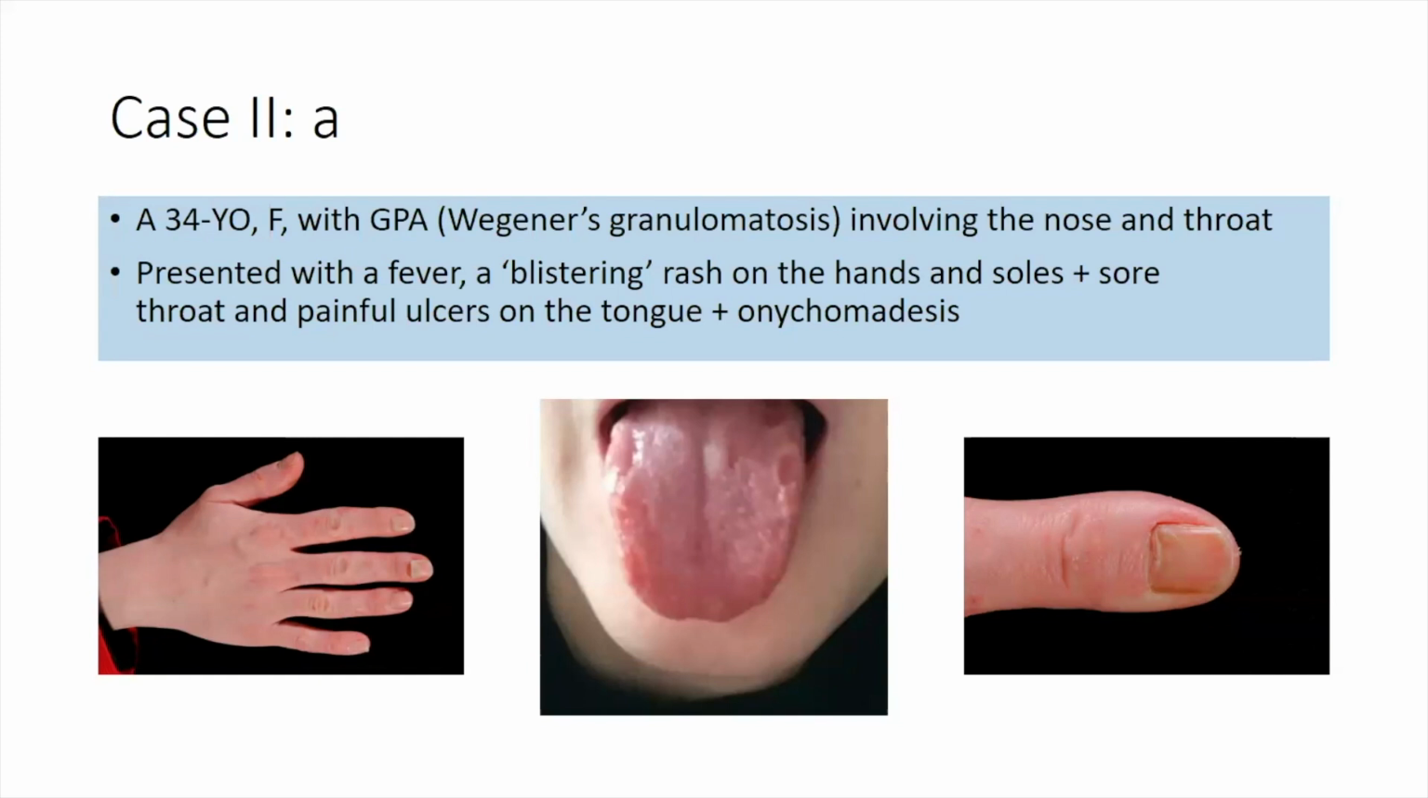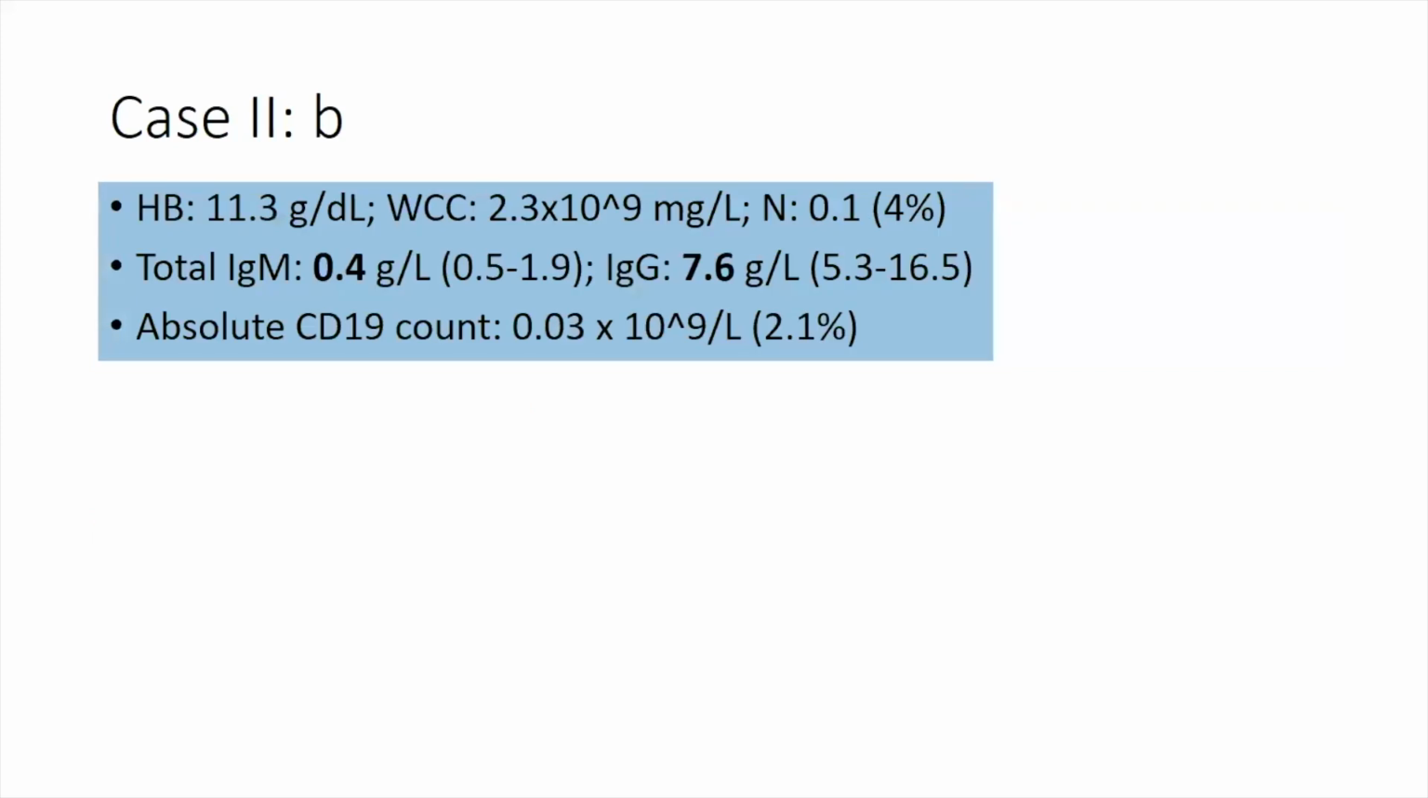So that's how she presented to her team, and she was found to be neutropenic at that time, and her immunoglobulins were on the borderline low. IgG was 7.6, IgM was 0.4, and her absolute CD19 count was 0.03. Although her last dose of rituximab was given a year beforehand, she never recovered very well following that.